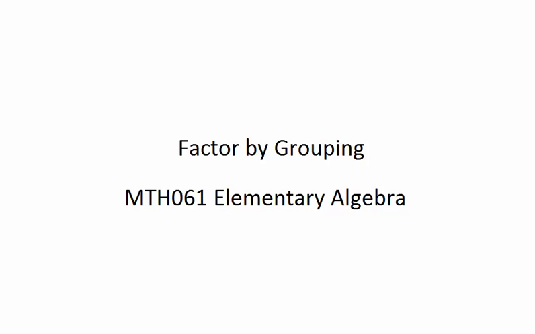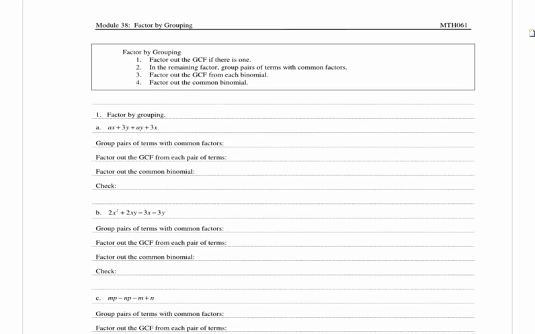In this video, we're going to factor by grouping. And in 1, it says factor by grouping. In A, we have ax plus 3y plus ay plus 3x. And the first thing they want us to do is group pairs of terms with common factors.